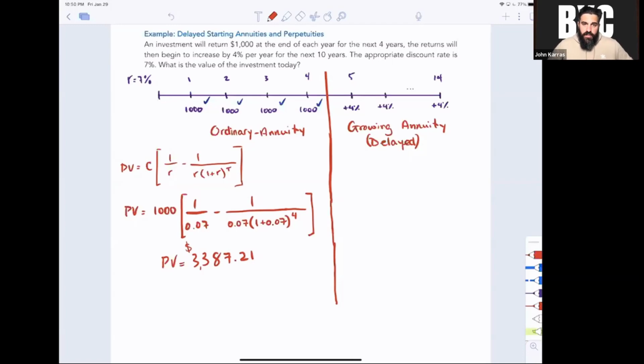Now let's go to the right, okay? Same concept as what we did before. This is a growing annuity, so there's a formula for that, and it's delayed. So there are the two steps, okay? I'm looking in the chat. What should I do first? How would I find the present value of a delayed growing annuity?